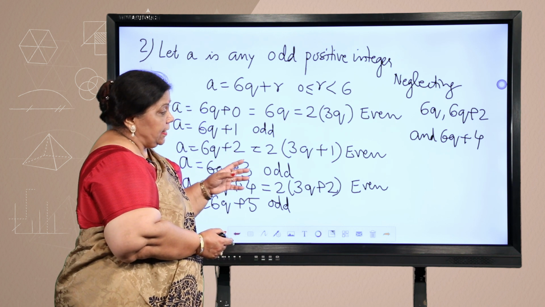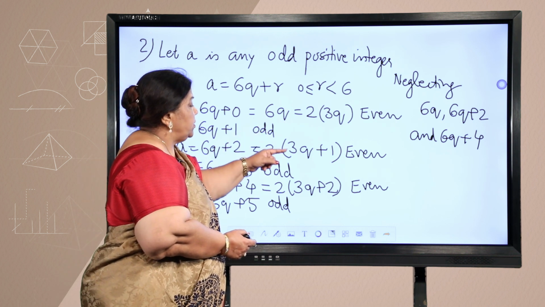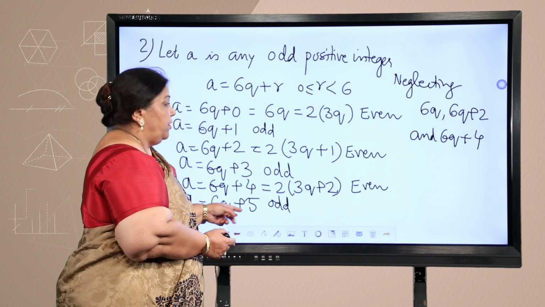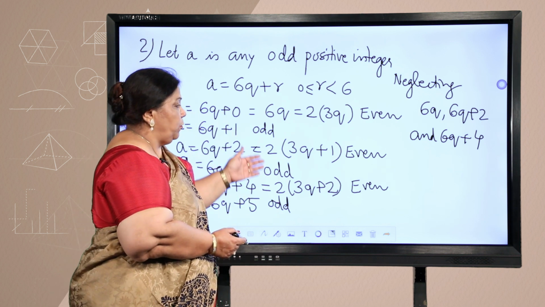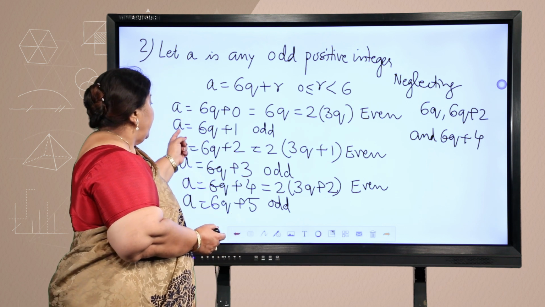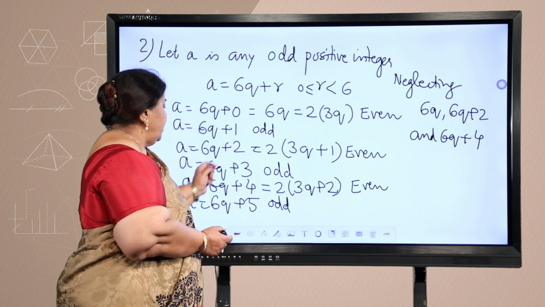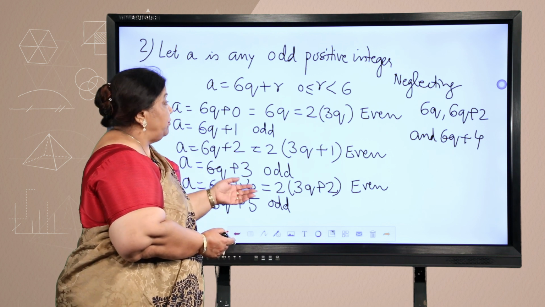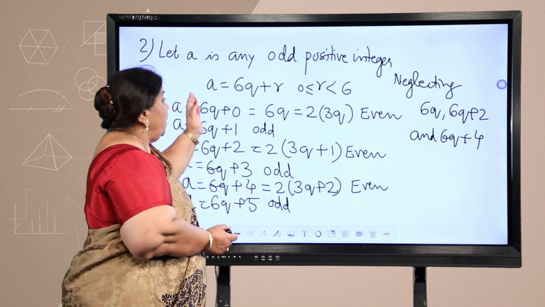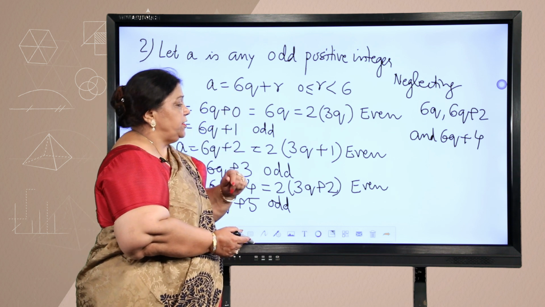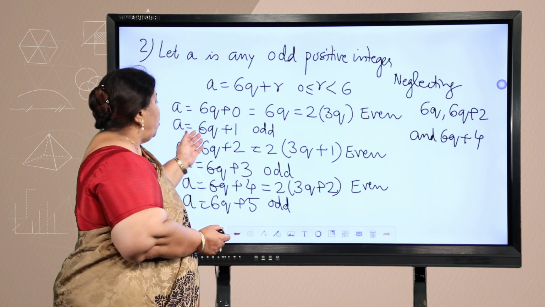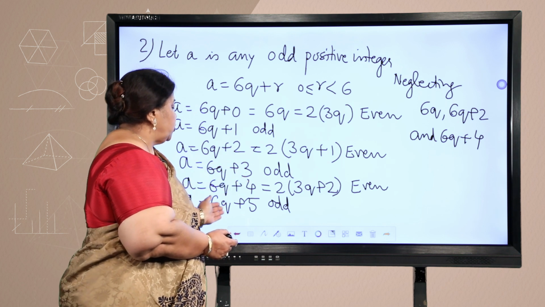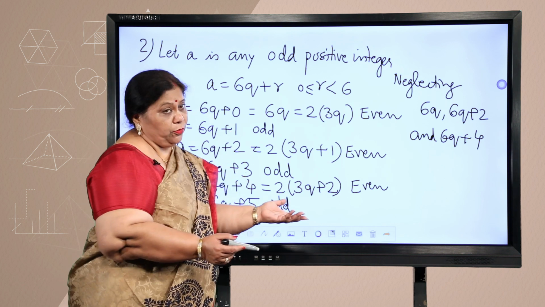So, by neglecting 6q, 6q plus 2 and 6q plus 4, we are just left with the 3 possibilities. What are they? A is equal to 6q plus 1, 6q plus 3 and 6q plus 5. Thus, we have shown that A being any odd positive integer, it can be expressed in the form 6q plus 1, 6q plus 3 and 6q plus 5, hence proved.